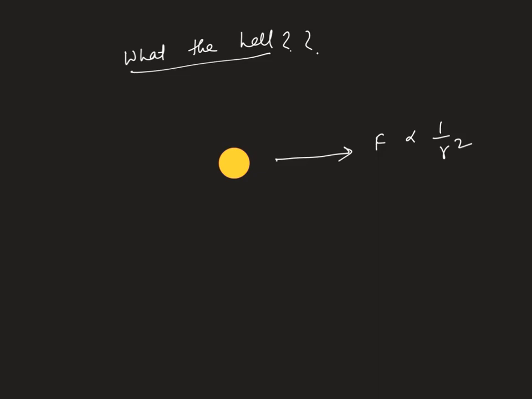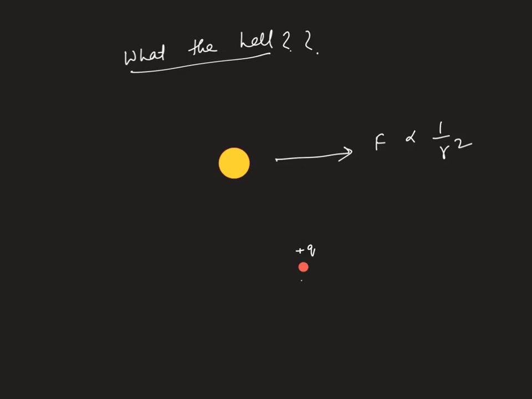So coming back to the analogy, instead of a light bulb now, let me take a charge. I'm going to take a point charge. So here is my point charge. And I'll say that, okay, this point charge is plus Q.